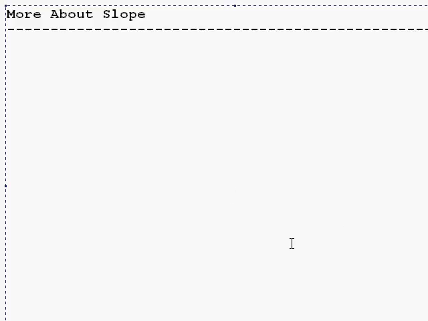Hey, this is video 10 in the beginning algebra series. We're going to look at some more things to do with slope. Before we said that slope, which we represent as m, is rise divided by run. What we're going to look at here is, let's say we have 2 points. We'll call them x1, y1, and our other point will be x2, y2.